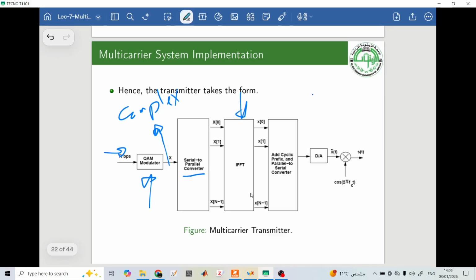We add a cyclic prefix. We'll discuss this thing in a bit. Then we convert them to analog. So all this part is done in a digital format, meaning we can program them, right? And here we up convert them, or we modulate them to the carrier frequency.